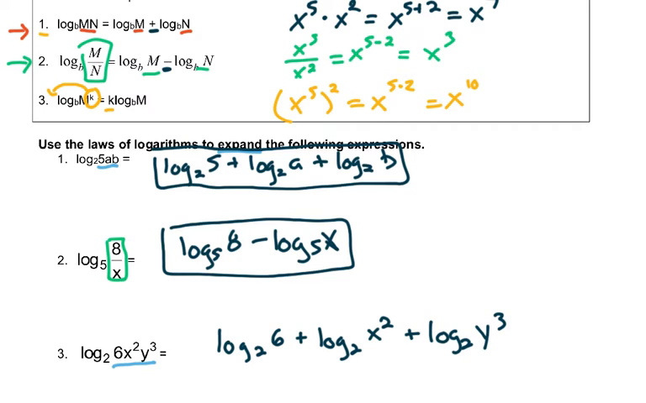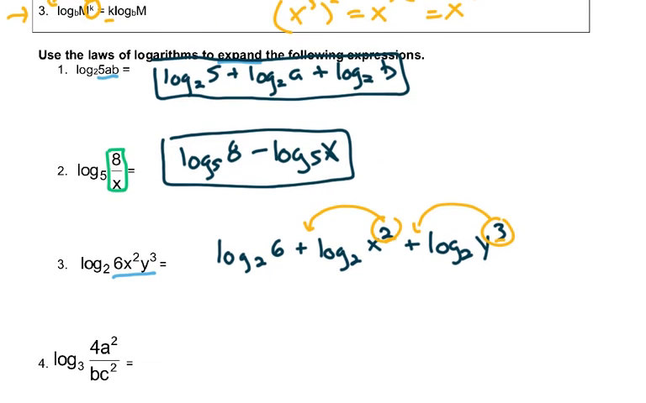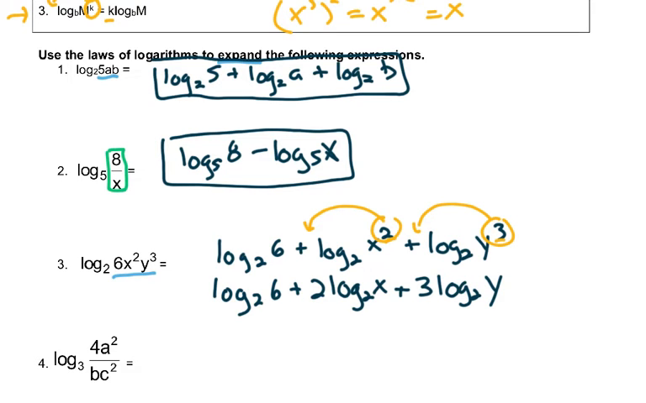Now, when I look at number 3, I'm not finished, because notice that we have these exponents on my x and my y. So I can use my third law: anytime we have an exponent, we can bring this exponent down in front and turn it into a multiplication. So this could be log base 2 of 6 plus 2 log base 2 of x plus 3 log base 2 of y. And this would be my answer.